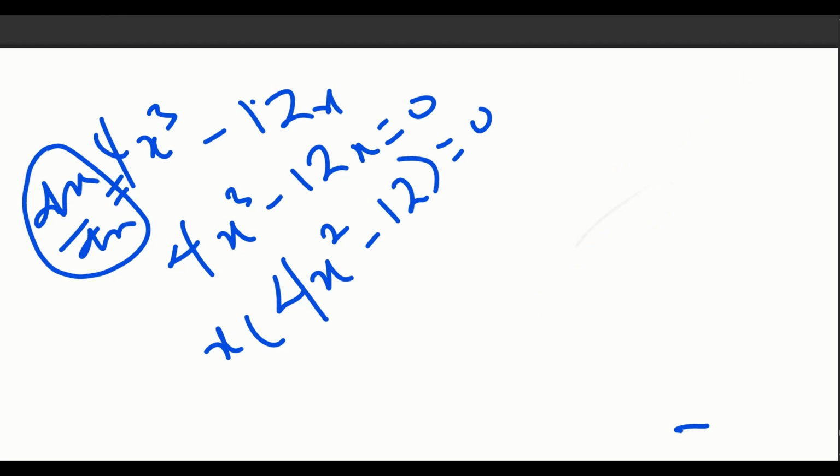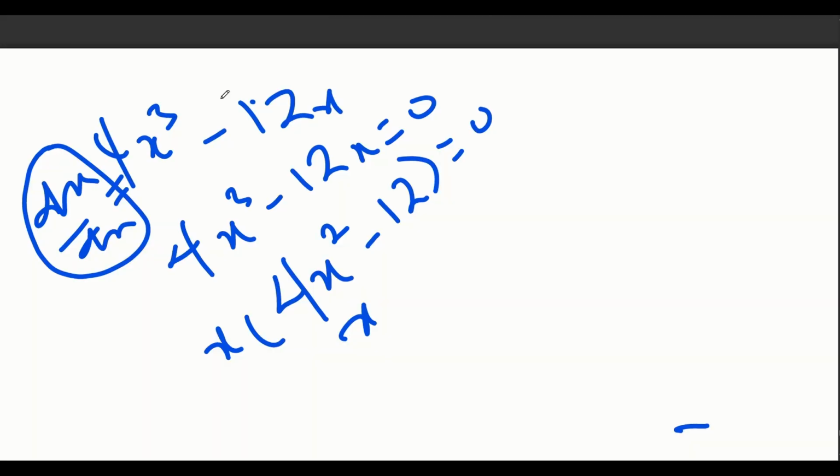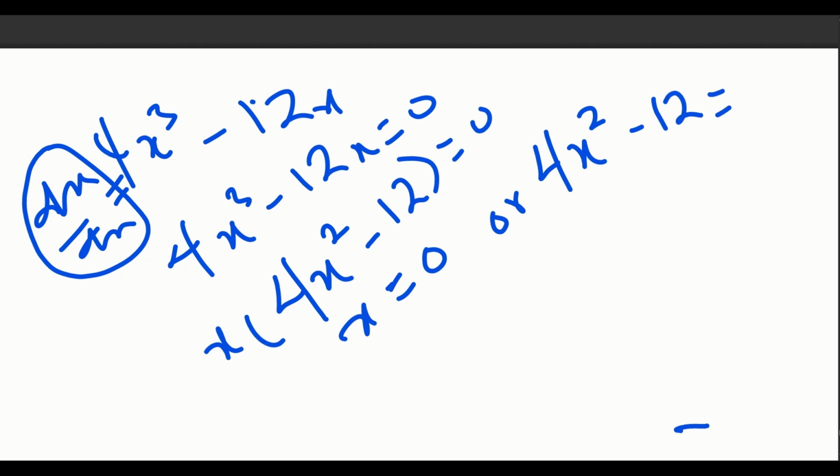Okay. Then I can say x is equal to 0 as one solution, or 4x squared minus 12 equals 0. Right, now x equal to 0, we know that that's the final answer, but this one we have to simplify.